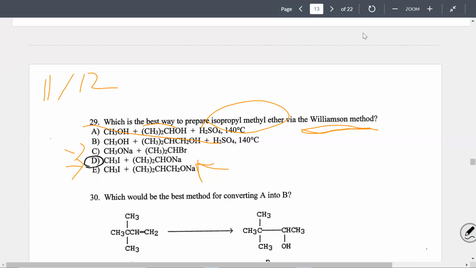Now, base-wise, which one should be stronger and why? Top or bottom? Stronger, I think it's going to be the top one. Exactly. It's closer to the more substituted carbon, so it's going to stabilize it way better.